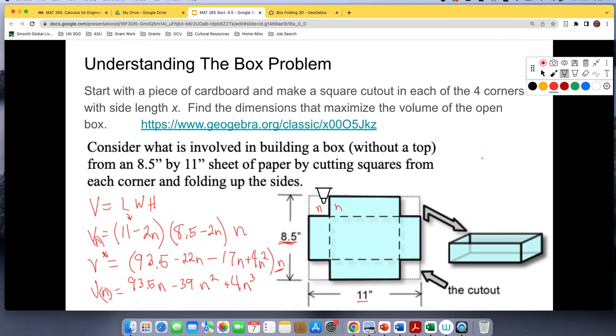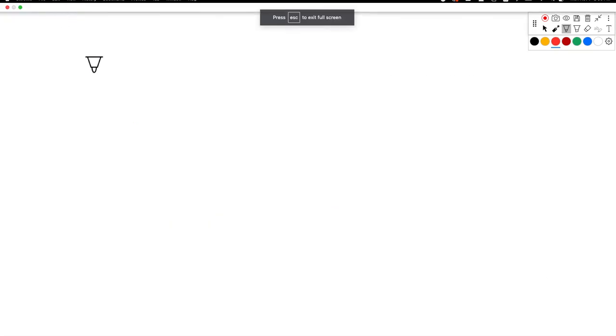Okay. And so now what do we do? Derivative, set it equal to 0. Let's get a new piece of paper here. So that's 93.5n, minus 39n squared, and then plus 4n cubed. Did I get everything?